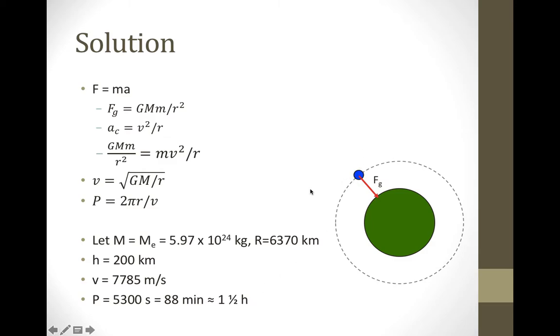So the satellite in an orbit of about 200 kilometers, and that's not unusual. That's what's called a low Earth orbit. The satellite completes one revolution around the Earth in about an hour and a half.